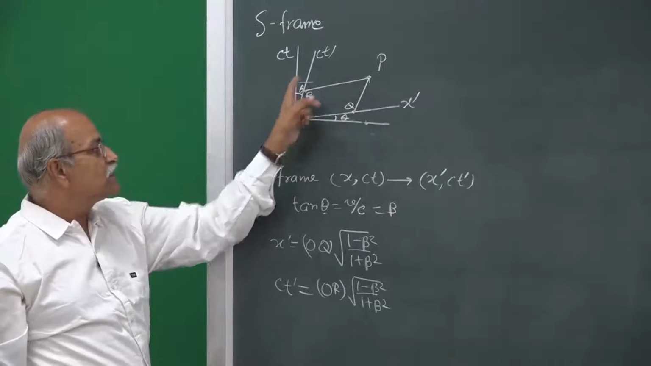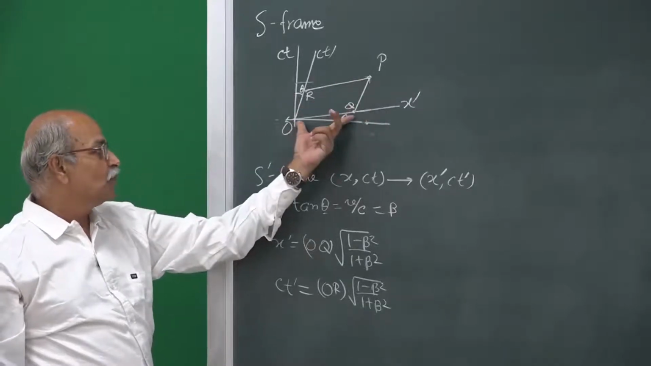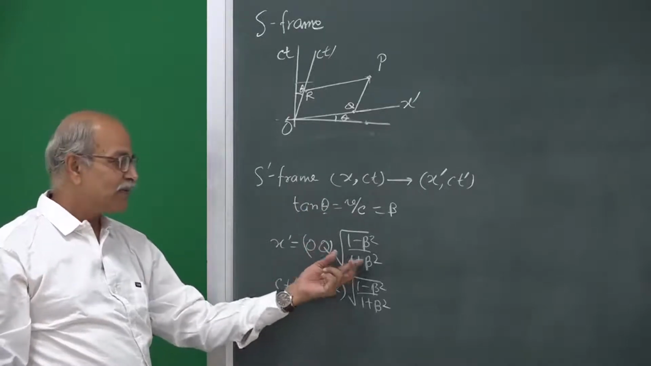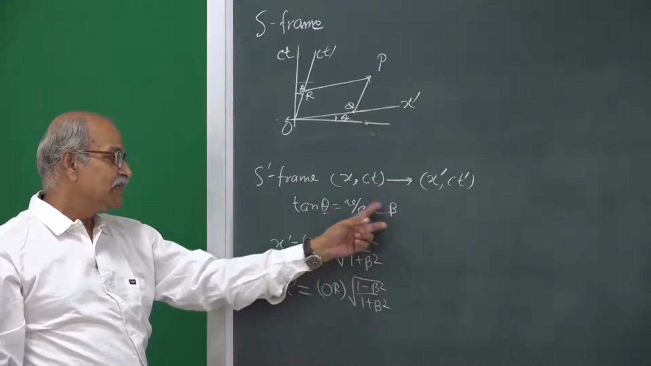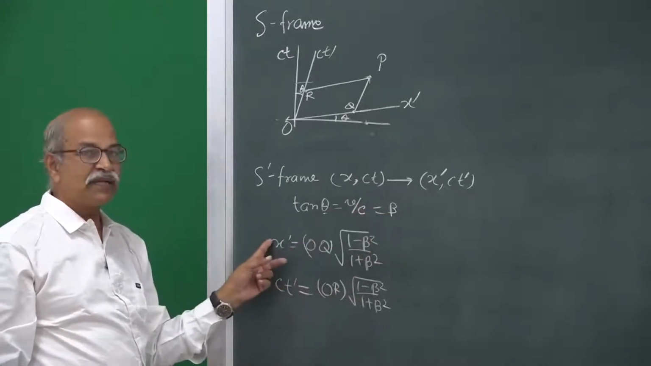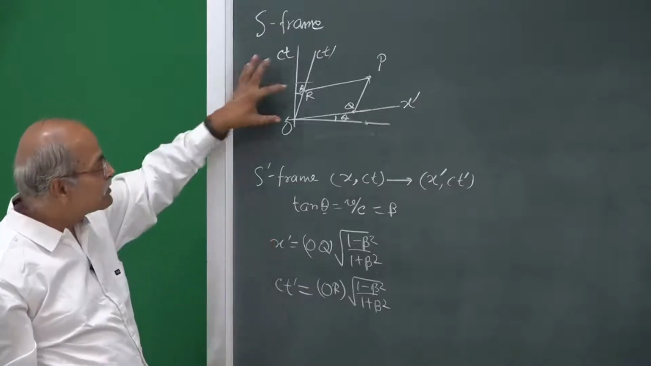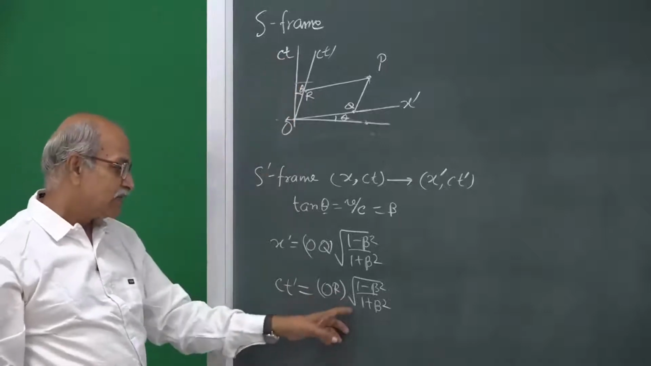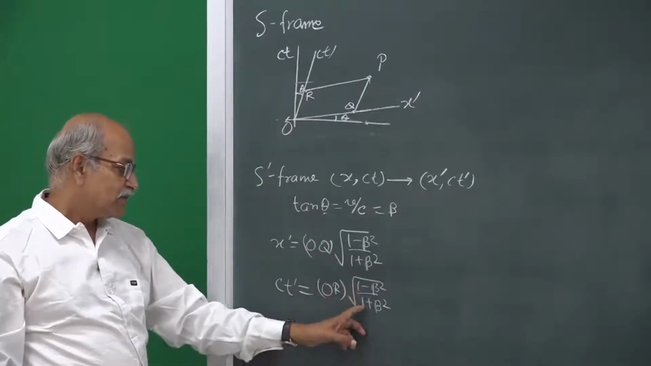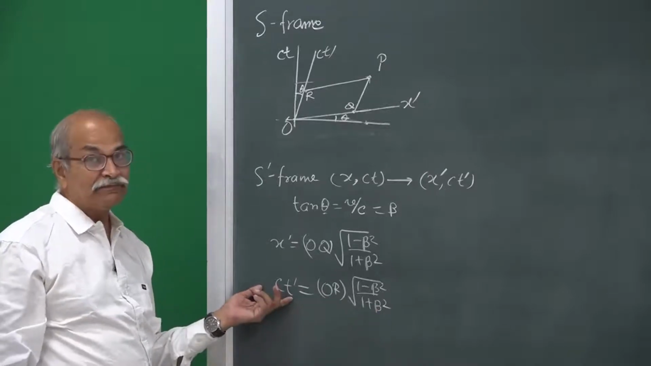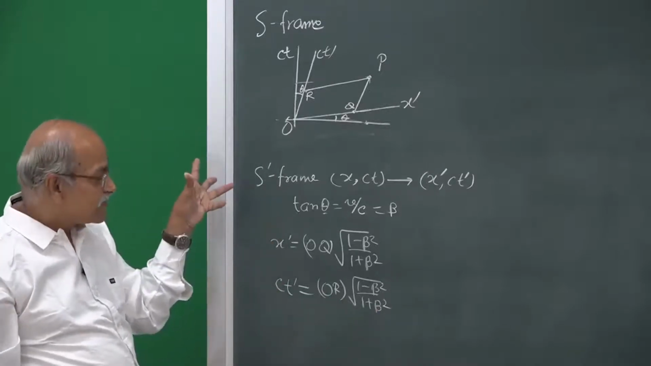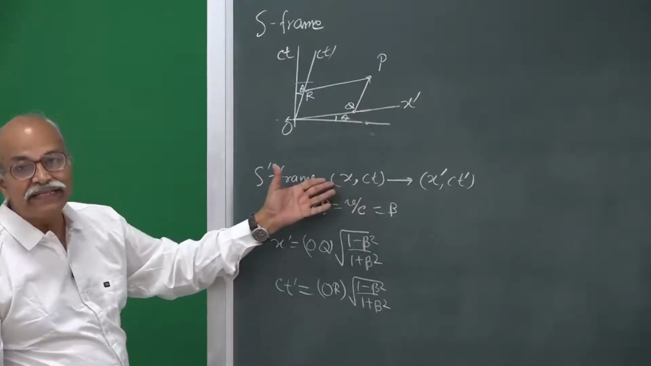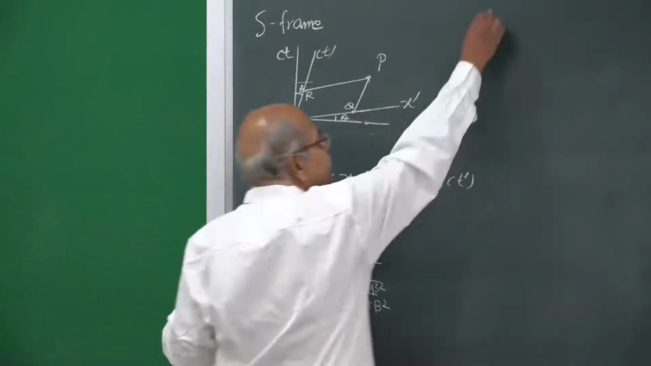So, draw these two lines, measure this OQ and multiply it by this factor, the square root of (1 minus beta squared) by (1 plus beta squared), where beta is v by c. So you know x prime. Similarly, measure this length OR and multiply it by the same factor, and you get CT prime. So from this geometrical construction you know x prime and t prime once you know x and t. That is the thing which we discussed.